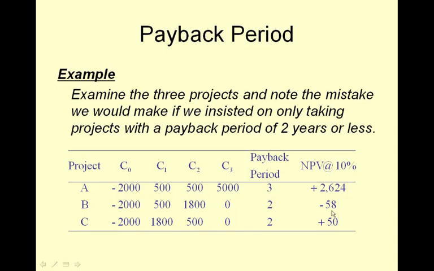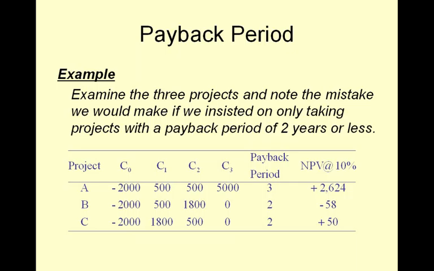Now, we get a wacky ranking using the payback period criterion because, first of all, that criterion ignores most of these positive cash flows that occur after a 2-year payback period cutoff. So by ignoring the $5,000 that occurs in year 3, we don't reflect the fact that we have a significant advantage to Project A.